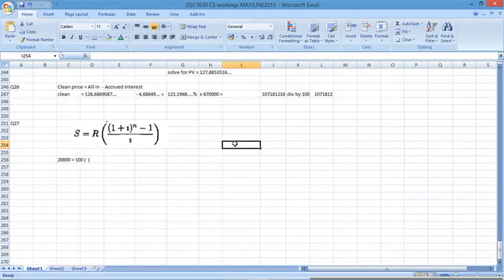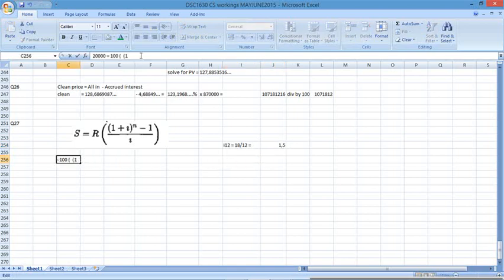Alright, so 8 divided by 12 equals 0.67... in this case, the rate is 18 divided by 12, which is 1.5. Alright, so 1 plus 0.015, okay, to the power n, minus 1. Close that bracket. Then divide that by 0.015. Okay, close that bracket. Right, so that's what you've got.